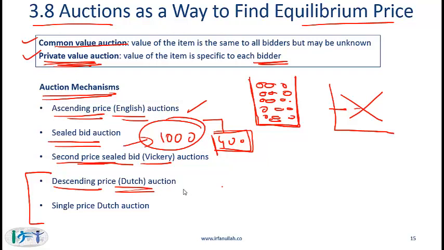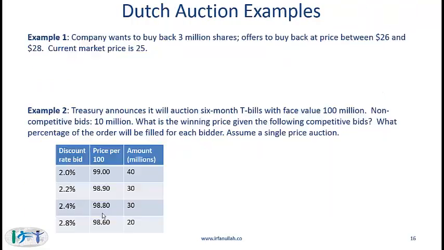But mostly what we see in finance are single price Dutch auctions. So let's go through a few examples now. Here is a classic one. A company wants to buy back 3 million shares and offers to buy back at a price between 26 and 28. The current price is 25. As I mentioned before, the company would want to buy back at a price that is as low as possible.